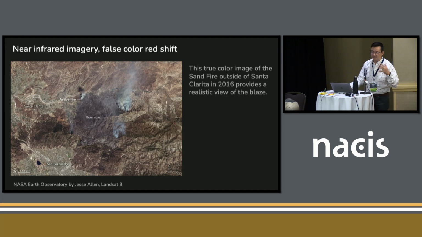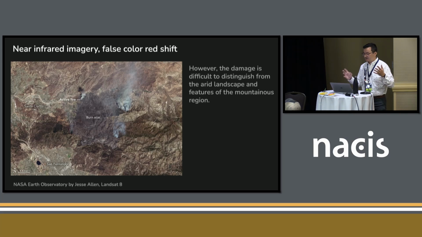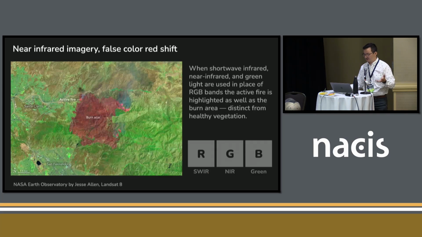So how does this look typically? Here's an image from Jesse Allen of NASA Earth Observatory, where this is a true color image, right? This is the Sand Fire outside of Santa Clarita. If you've looked at wildfire imagery, this might look familiar. However, sometimes a limitation of this is that it's difficult to distinguish between that arid landscape or the mountainous regions from the burns that we were trying to look at.